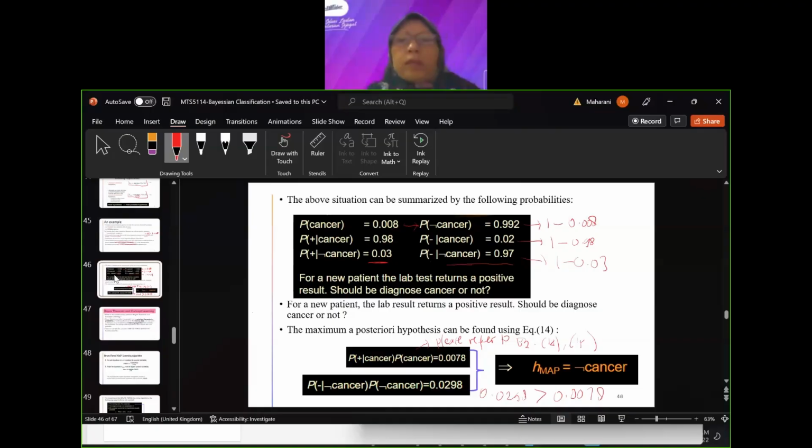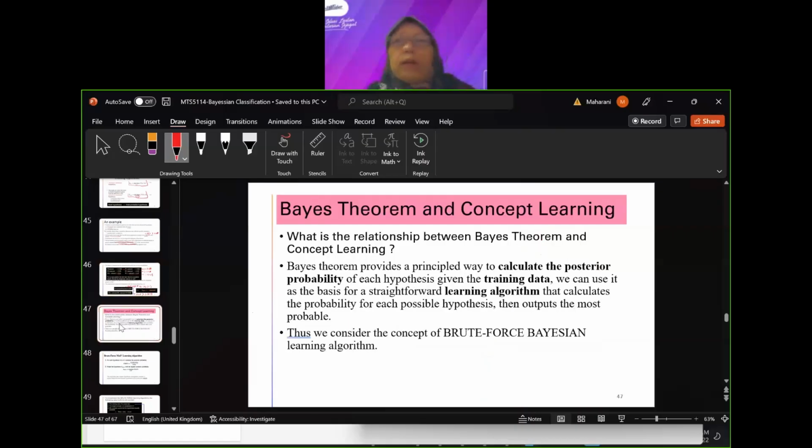So this is an illustration of how we maximize the posterior. Now under the Bayes theorem, we also have another definition. It's called, I don't know how to spell this one, brute force Bayesian, BFB.